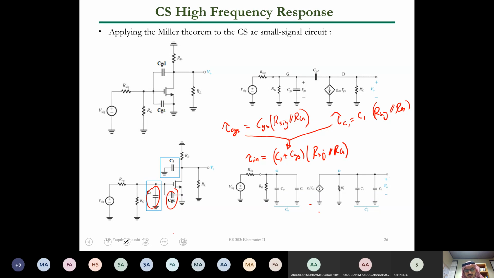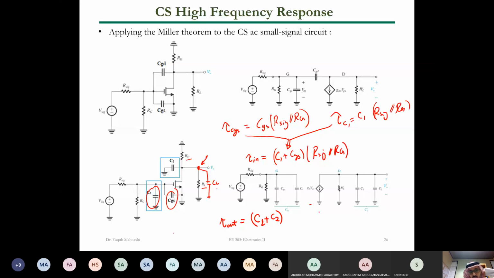What about tau out, the time constant seen at the output? I'm looking at this node here. As I said previously, we have CL, due to the capacitance seen by the input of the next stage of the amplifier or some other parasitics that we ignored previously, but they can be lumped here in the capacitive load. So let's assume we have CL. Don't we have CL in parallel with C2? So let's call this tau out. Here we have CL plus C2 because they are in parallel, multiplied by RL in parallel with RD.